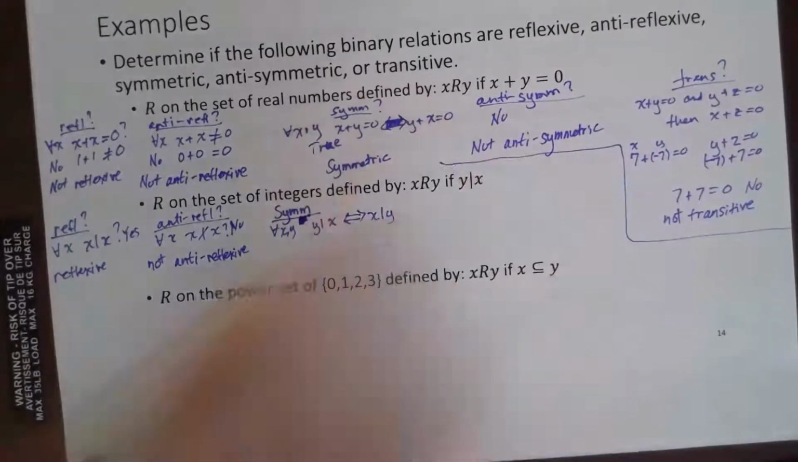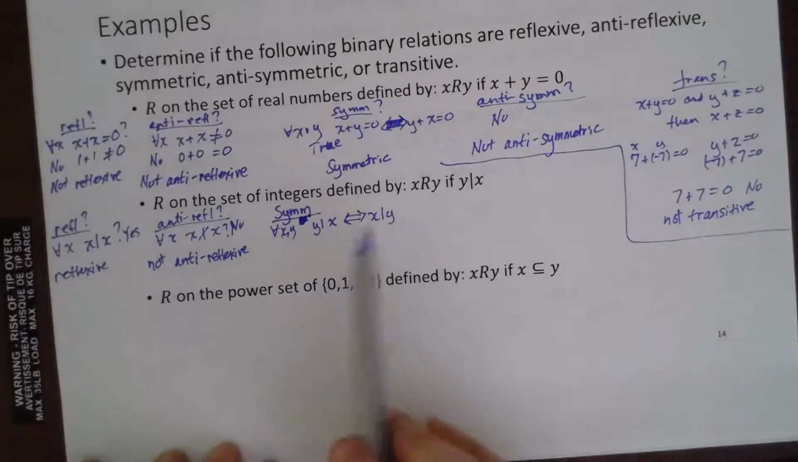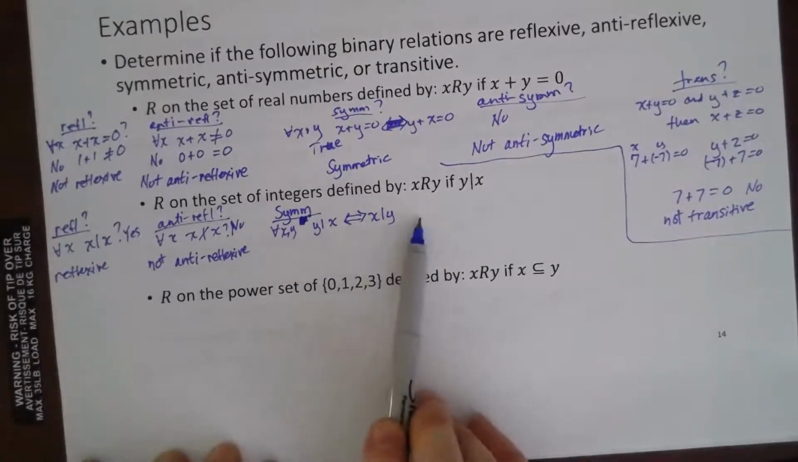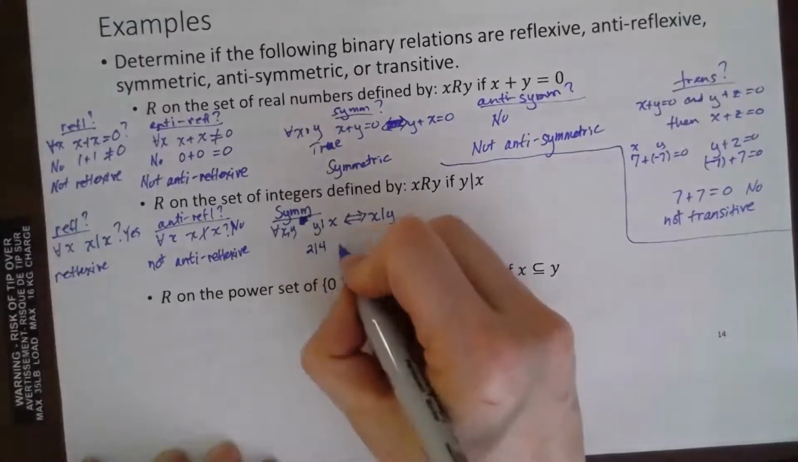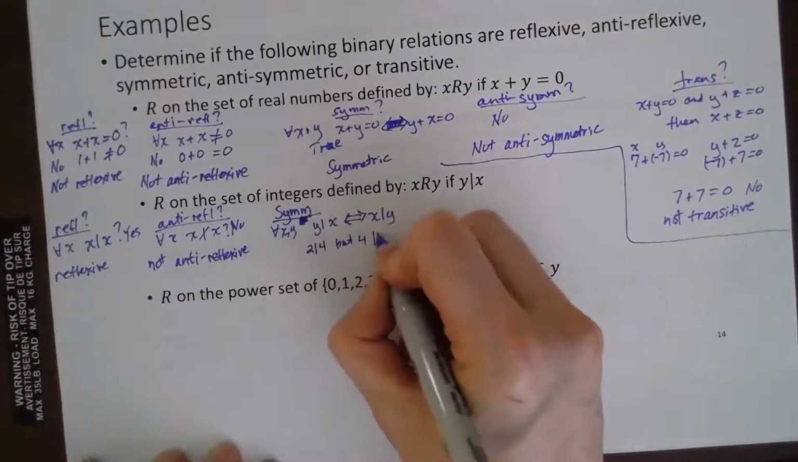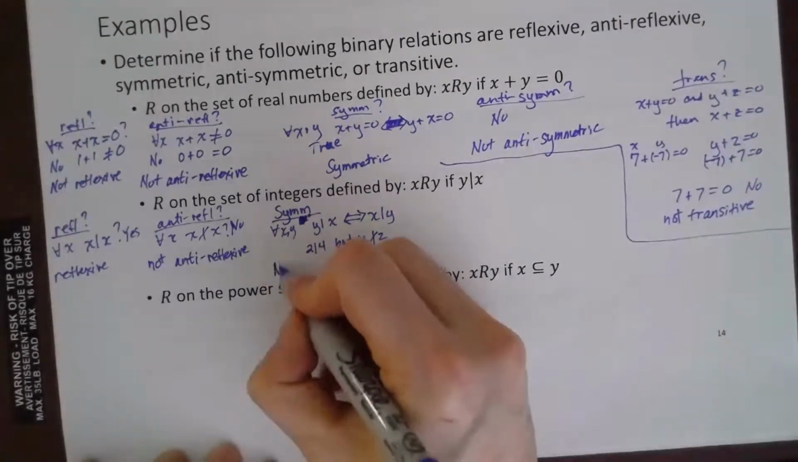Well, I guess for symmetric it's okay for them to be equal. So we're not always going to get that. For instance, 2 divides 4, but 4 doesn't divide 2, right? All I need is one counterexample, so it's not symmetric.